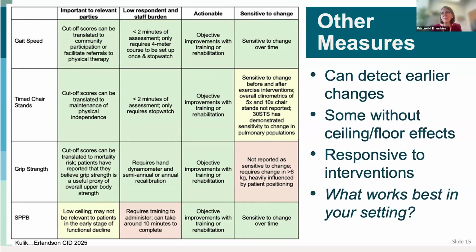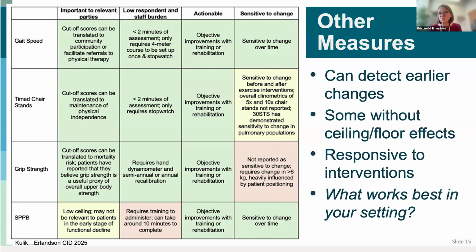So gait speed, we felt, was one of the most pragmatic measures. It can be done quickly. We can have specific cutoff scores that we can use to refer people to physical therapy or to different interventions if needed. We can improve it. It has objective improvements after training or rehabilitation, and it's sensitive to changes over time.